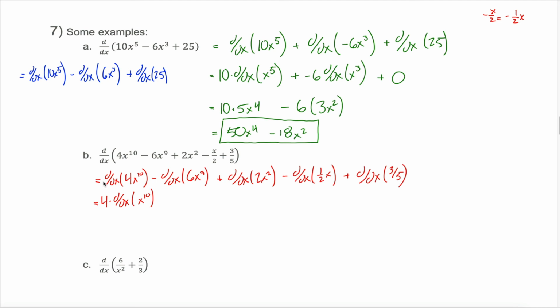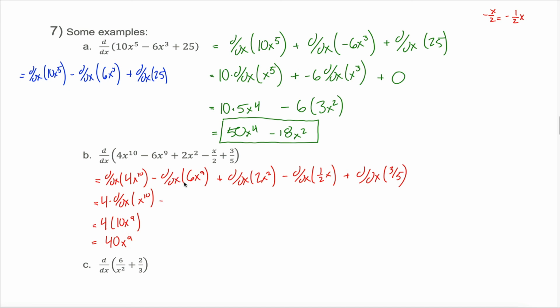I take the 4 out in front using my coefficient rule. So it'll be 4 times the derivative of x to the 10th power. And the derivative of x to the 10th is 10x to the 9th using the power rule. So I have 4 times 10x to the 9th, or 40x to the 9th power. I'm done with this first term. I move on to the second term.